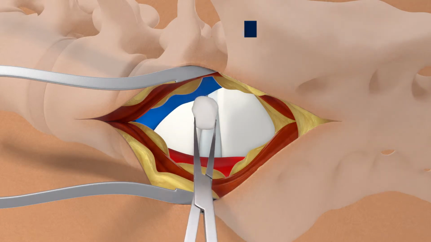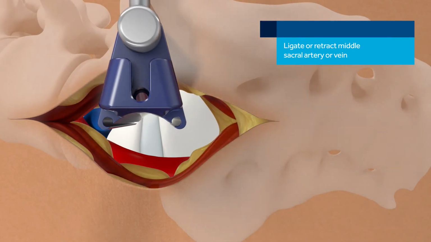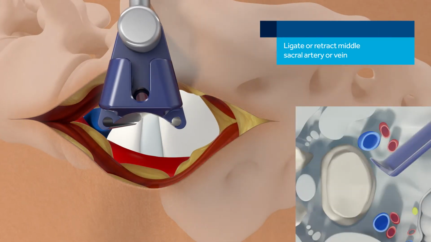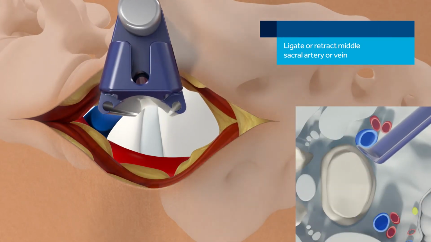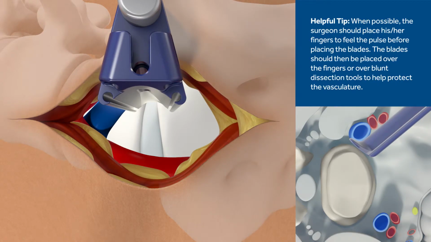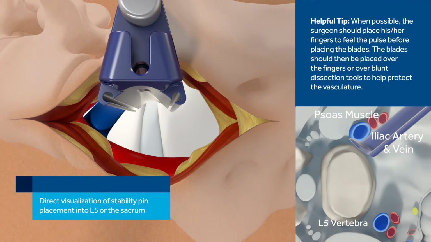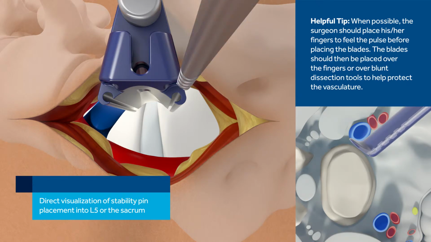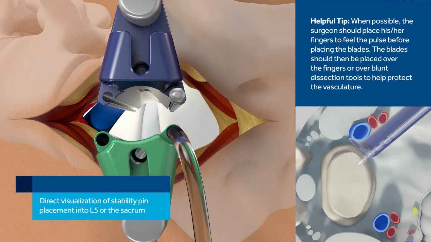Carefully position a blue vessel retractor blade under the iliac vein to protect and retract the left common iliac vein and artery. The blade is designed to allow direct visualization when a pin is malleted or screwed into either the L5 body or the sacrum.